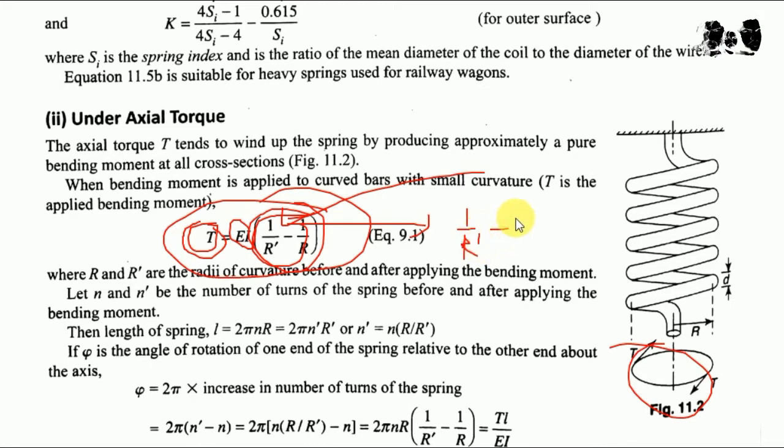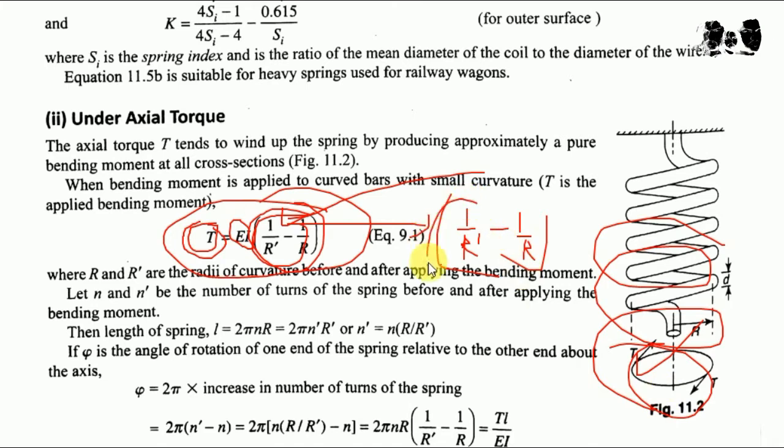minus 1 upon R, because we know that by applying the torque T, the coil diameter has to change. So this is the 1 upon R dash, the changed part after applying the torque, and this is the initial part. By deducting these two, we get the basic equation of the torque and the coil radius.